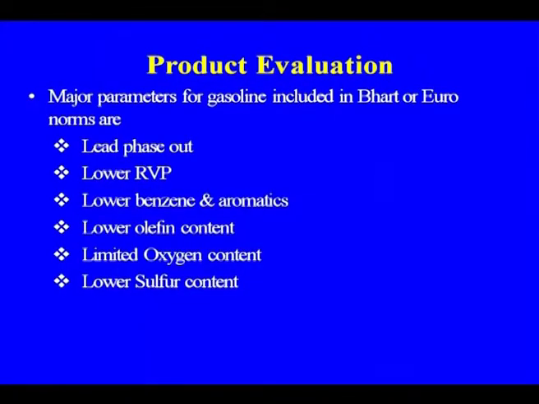Now let us come to the product evaluation. What are the parameters? Major parameters for gasoline included in the Bharat norms or the Euro norms are the lead phase out, lead free gasoline, lower RVP, less benzene and aromatics. That is now the figure which I told you while discussing the standard, that is 1%. Lower olefin content, limited oxygen content and lower sulfur content. These are some of the requirements for the gasoline.